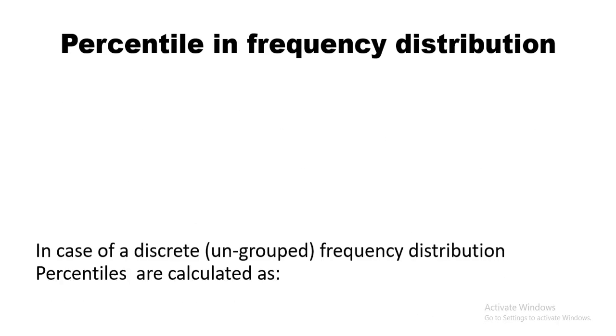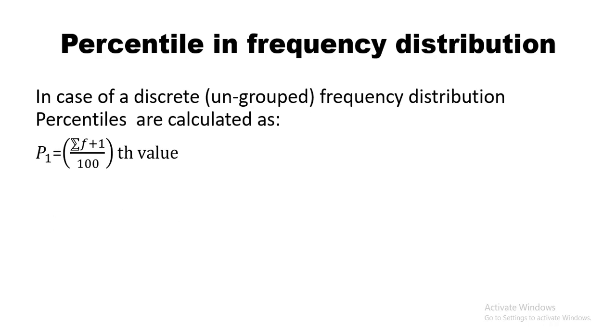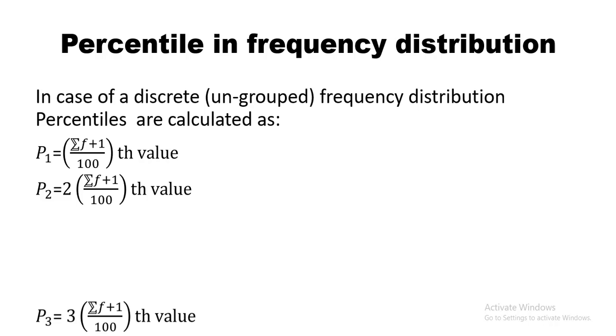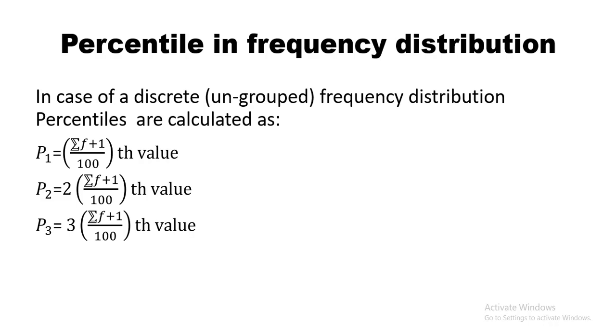Okay, so for the third case, simple frequency distribution, the formula is P1 equals (summation f plus 1) divided by 100. P2 equals twice (summation f plus 1) divided by 100. P3 is equal to 3 times (summation f plus 1) divided by 100. And so on, till P99, we have 99 times (summation f plus 1) divided by 100.